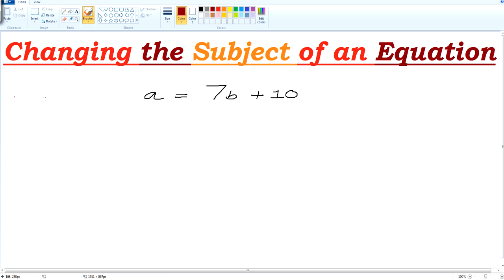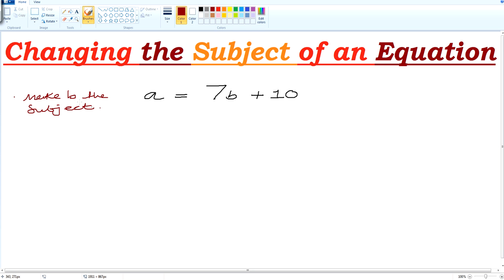So in this question here, let me just finish it off. It says a equals 7b plus 10. And the question is asking us, make b the subject. That's the word they normally use in math papers. Currently, a is the subject. What that means is we have a equals 7b plus 10. So a is the subject of the equation. It's all about the a. Now we have to finish this question, and the question should say b equals something, something, something.